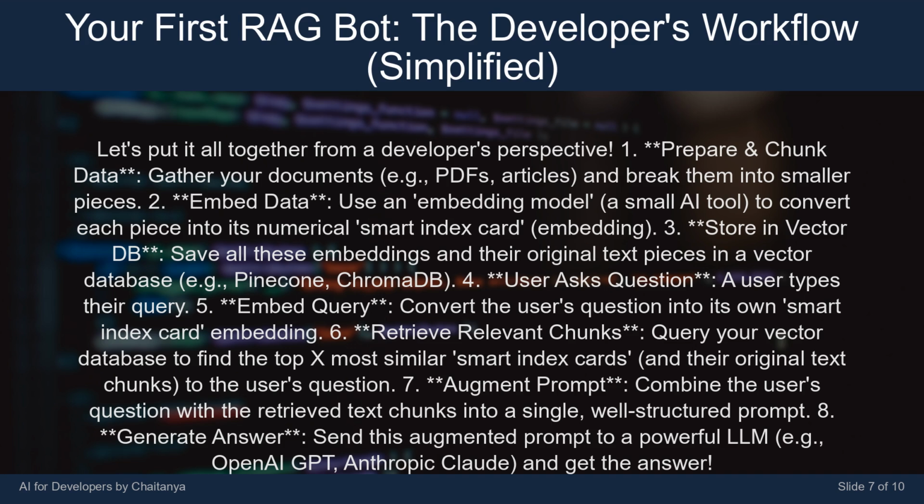Embed query. Convert the user's question into its own smart index card embedding. 6. Retrieve relevant chunks. Query your vector database to find the top X most similar smart index cards and their original text chunks to the user's question. 7. Augment prompt. Combine the user's question with the retrieved text chunks into a single, well-structured prompt. 8. Generate answer. Send this augmented prompt to a powerful LLM, e.g., OpenAI GPT, Anthropic Claude, and get the answer.